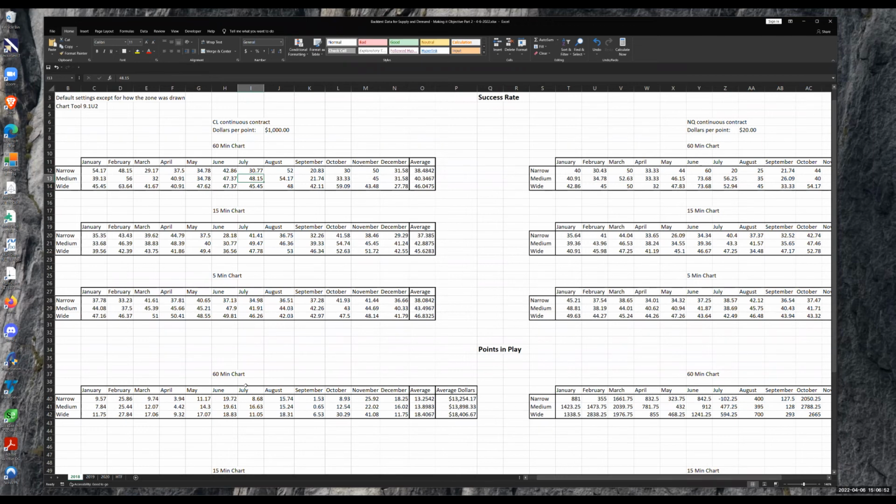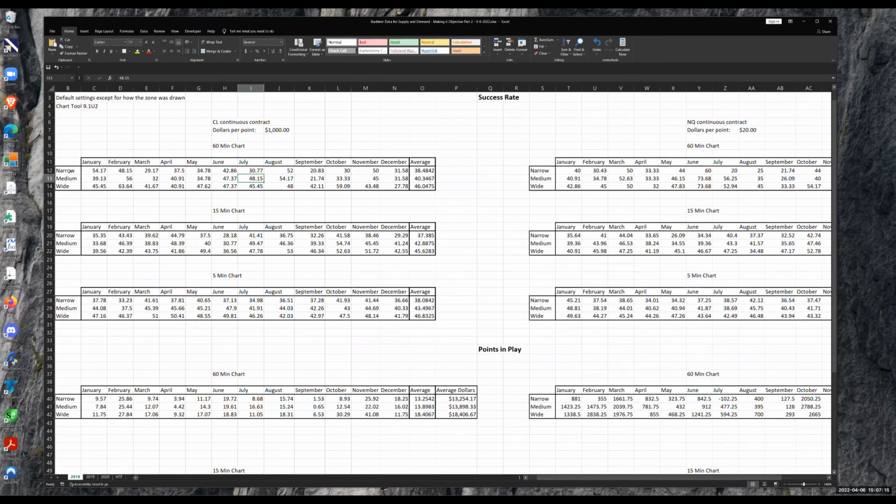What we have here is some data from 2018. We have CL on the left and NQ on the right. And this first set of charts is showing us the success rate. We're seeing that by month, and then we have an average across the year at the end.